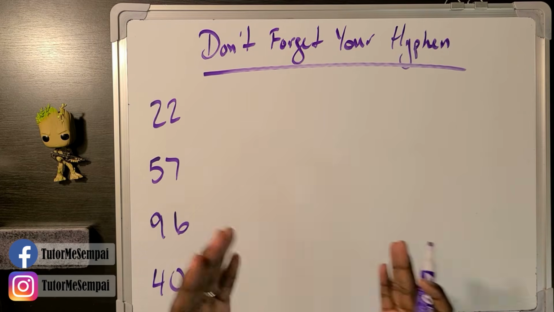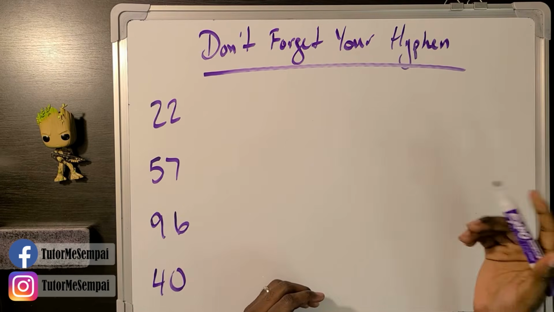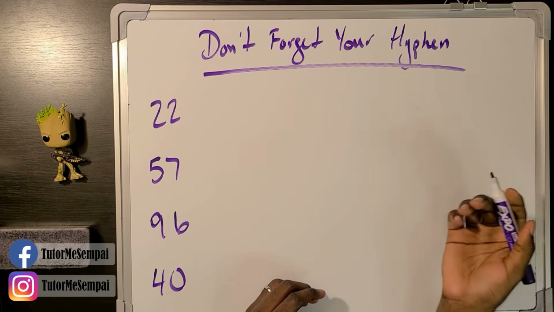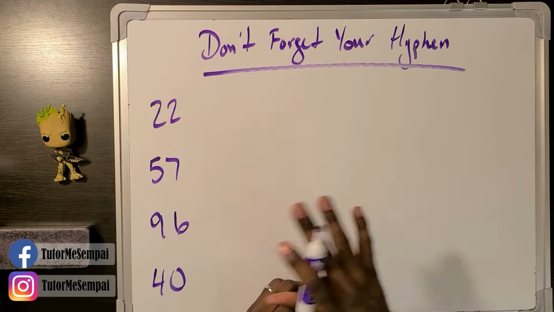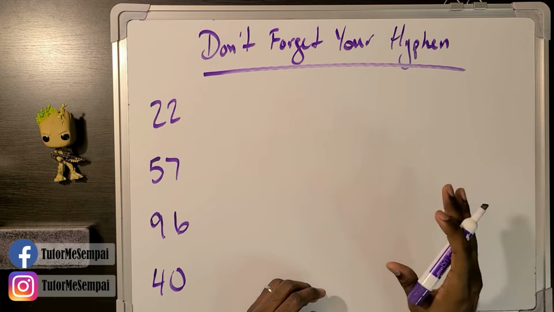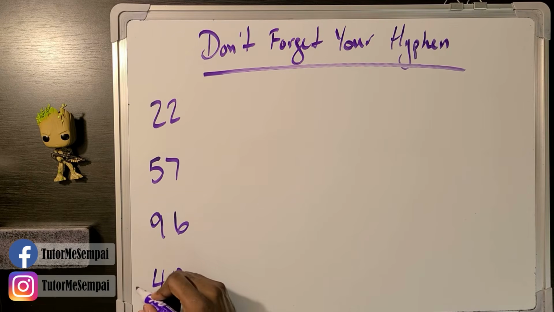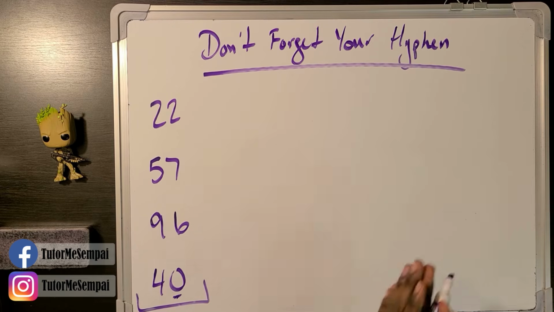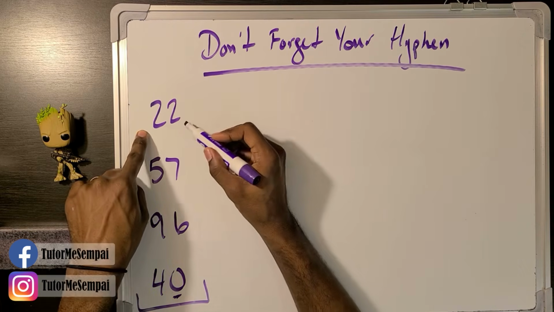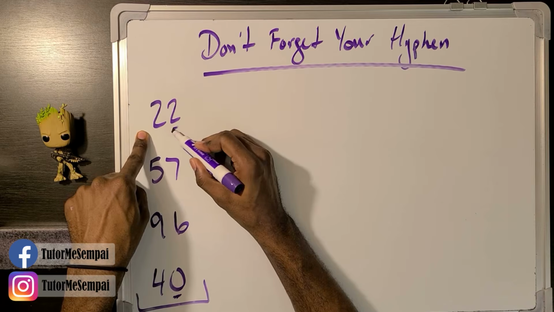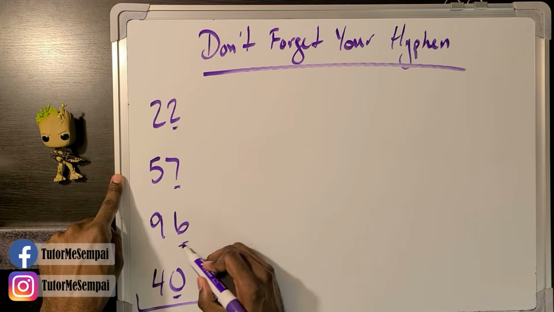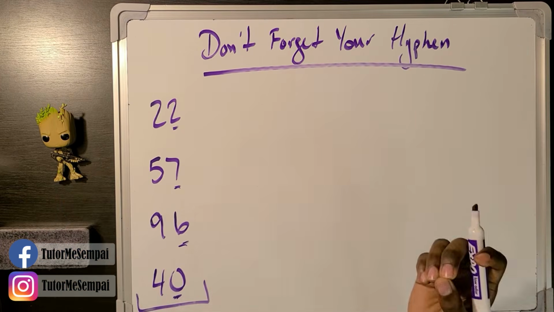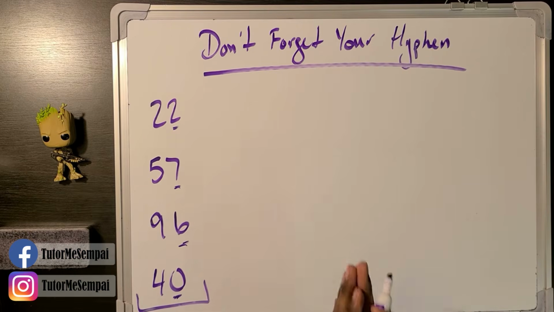If you're writing a number between 21 and 99, and the second part of that number is a 0, you don't have to write a hyphen or a dash. So if your number looks like this, in which you have 2 digits or 2 numbers here, and your second number is a 0, there is no hyphen. However, if you have a second number that is not a 0, like you do for these first 3 numbers, you will need a hyphen in the middle of your number.